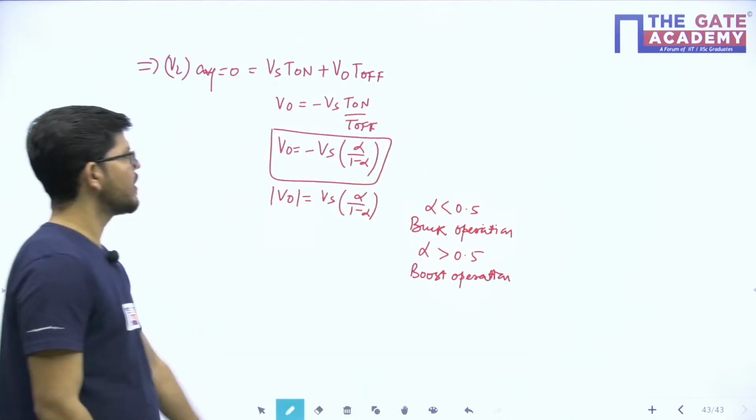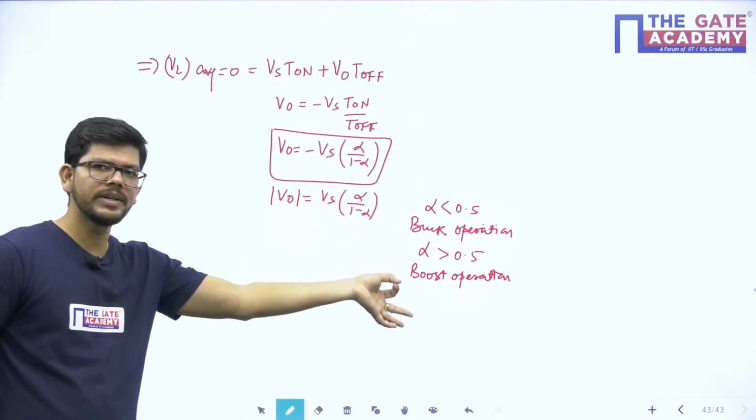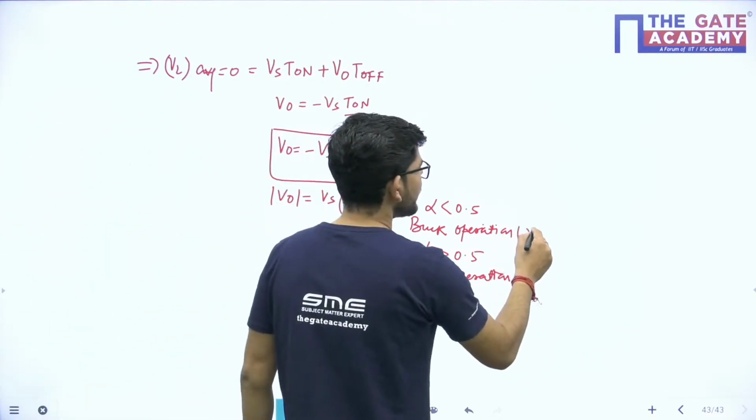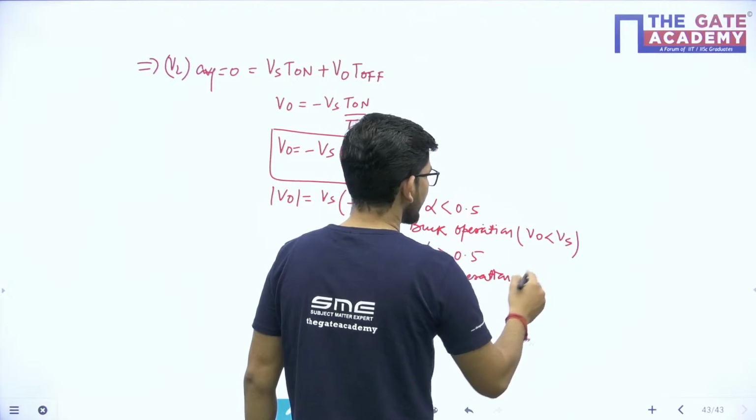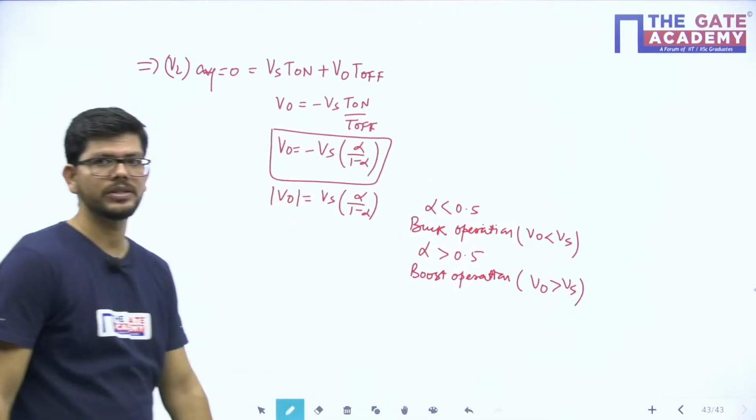For alpha less than 0.5 you will get a buck operation, that is V naught will be less than Vs, and for alpha greater than 0.5 you will get V naught greater than Vs, that is boost operation.